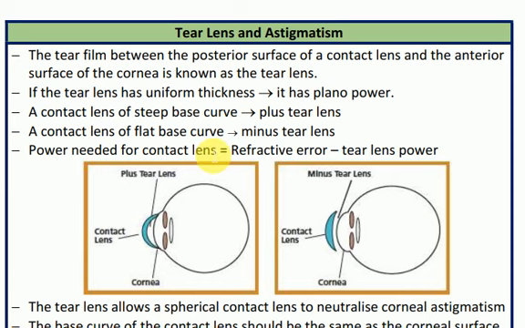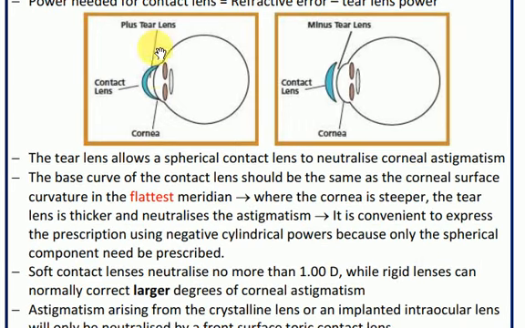Power needed for contact lens: refractive error minus tear lens power. So this must be subtracted, tear lens power. This tear lens allows a spherical contact lens to neutralize corneal astigmatism, and the base curve of the contact lens should be the same as the corneal surface curvature in the flat meridian. So the same as the flattest meridian of the cornea. Where the cornea is steeper, the tear lens is thicker and neutralizes the astigmatism.